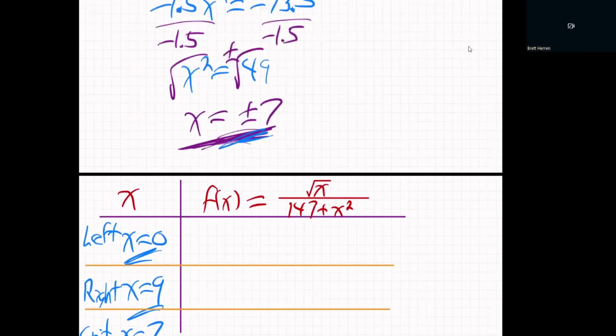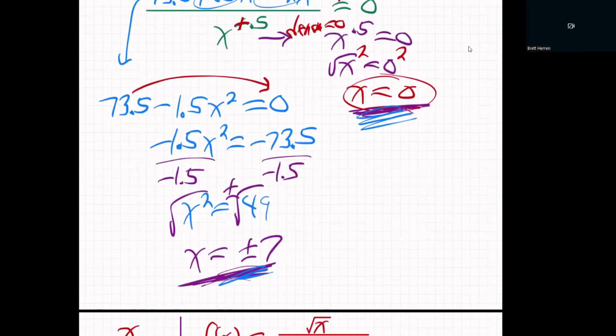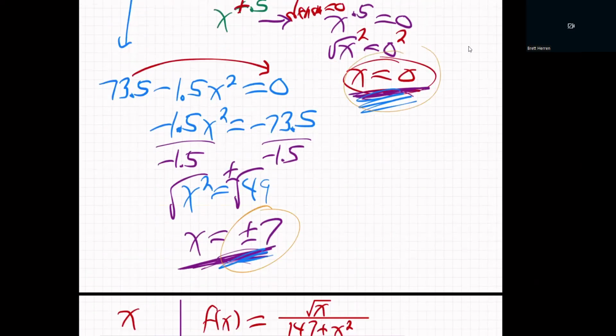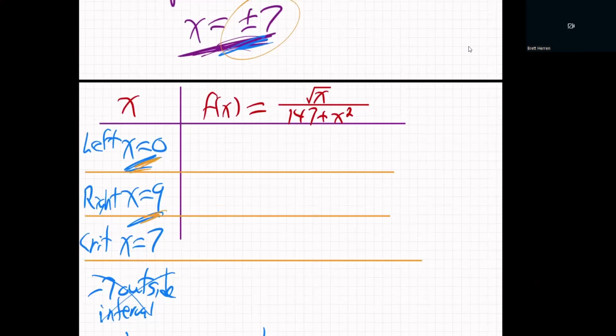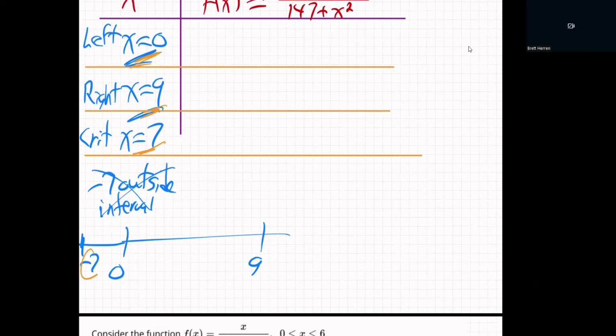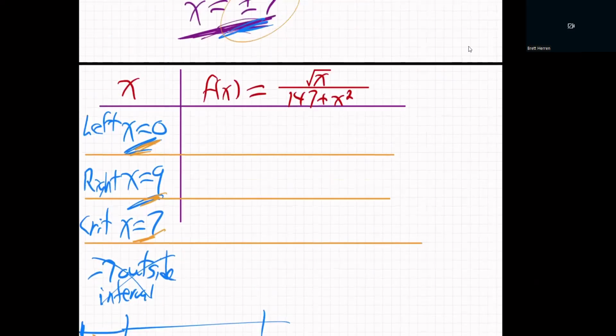Again, what did I do? What is this all about? I did all that work to find the critical values, and then I did the left edge, right edge, and the critical value that's inside between 0 and 9. Negative 7 is not between 0 and 9, so he's out. All right, I'm going to plug into that function.